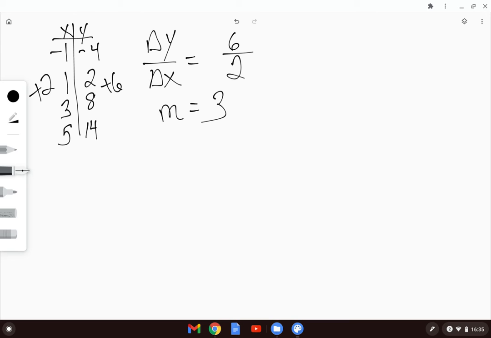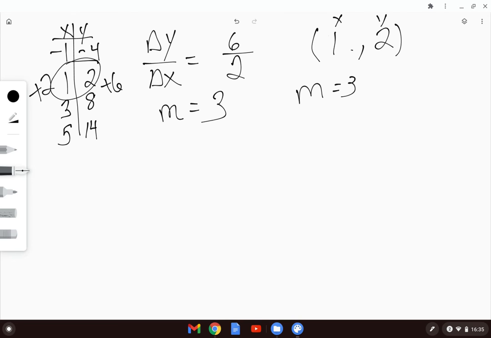Now we say select an ordered pair. Again, you can pick any ordered pair you want. This time I'm going to pick the 1 and the 2 because they are positive numbers, and I would rather work with positive numbers than having to worry about negative numbers. So I have here 1 and 2. And again, that's x and that's y, and m equals 3.